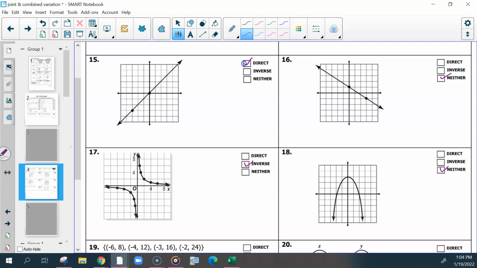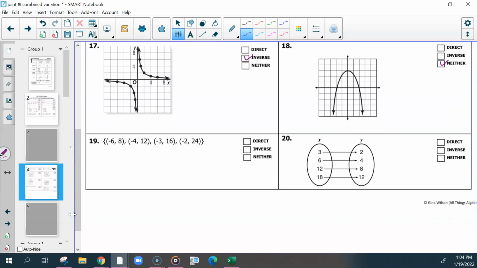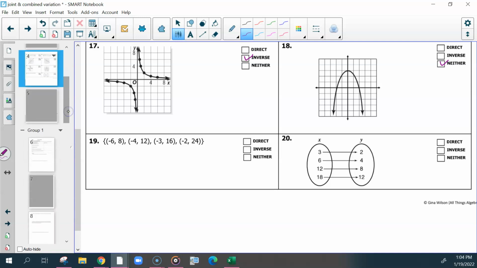19 is similar to the tables, but you have ordered pairs. 20 is the only one that looks a little different, so I'm just going to talk through how you do it. This is a mapping. For each arrow, think about that as an ordered pair. So this would be the points (2, 6), (4, 12), (8, 18), (12...). And then you could either divide them or multiply them, but you would just look for what's connected to what to find them.